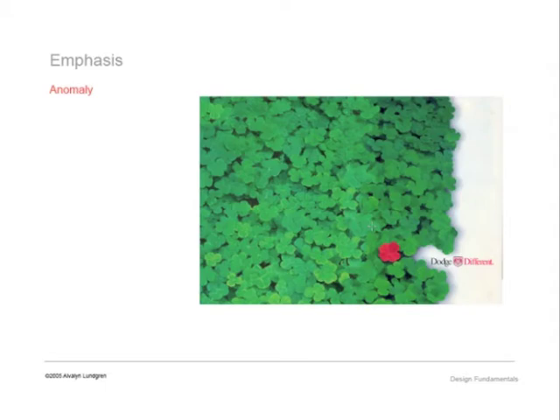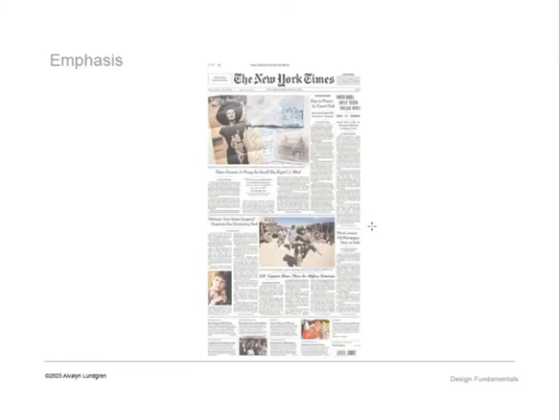So an anomaly is a single occurrence of emphasis. Emphasis otherwise can occur several times within a design in a variety of ways, as we saw with the New York Times layout.